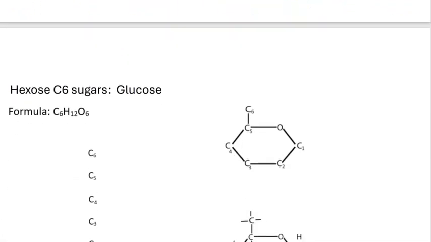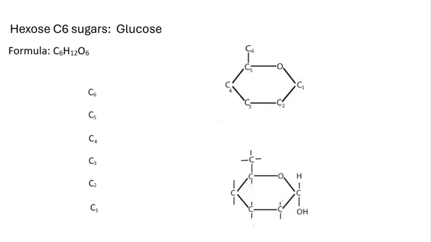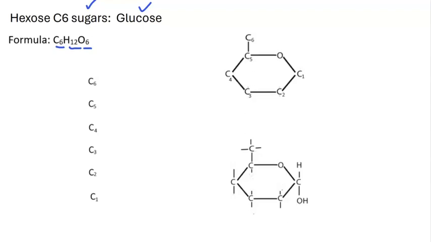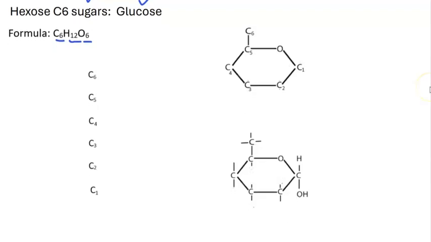So let's take a look at the hexose sugar glucose, with the formula C6H12O6: 6 carbons, 12 hydrogens, and 6 oxygens. So we'll just slowly draw this molecule for you.